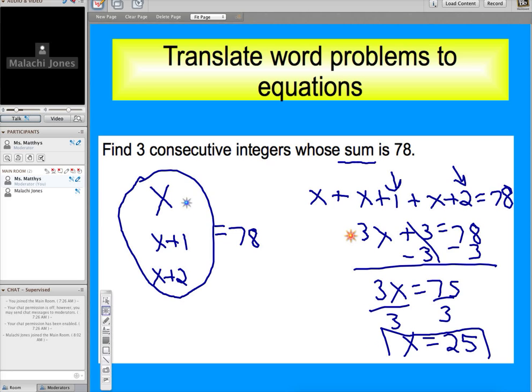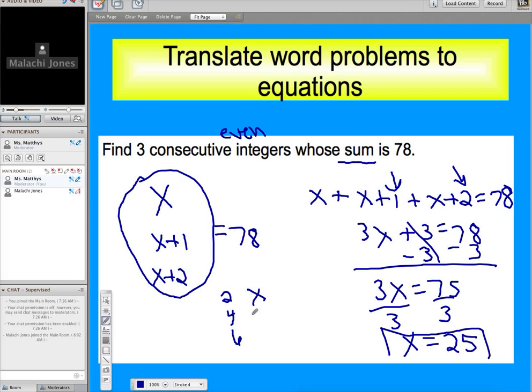Starting here, yeah. What if I said, and I'm going to just change this just a little, what if we said it was find 3 consecutive even integers? Would it still be x, x plus 1, and x plus 2? No. If it was 3 consecutive even numbers, that's saying like 2, 4, 6.